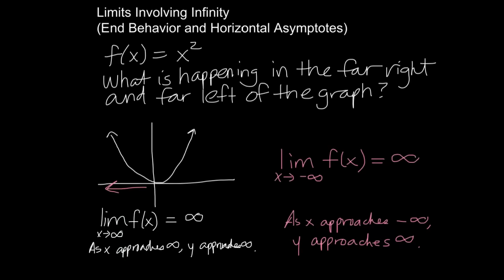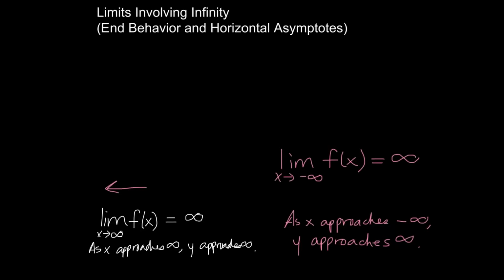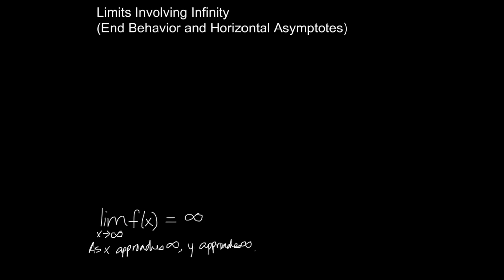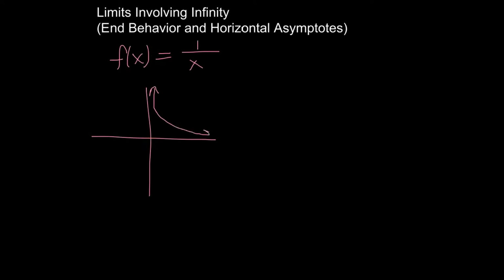This time we're going to do f of x equals 1 over x. Well, first of all, let's graph it because that would be helpful. It's always easy to just look at the graph when we talk about end behavior. So we're going to describe end behavior using that limit notation that we just went over.